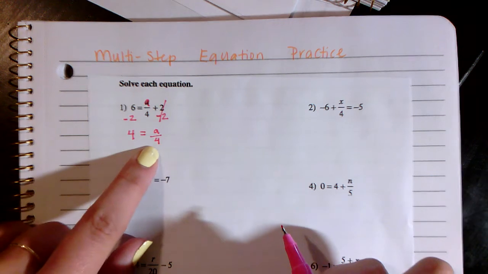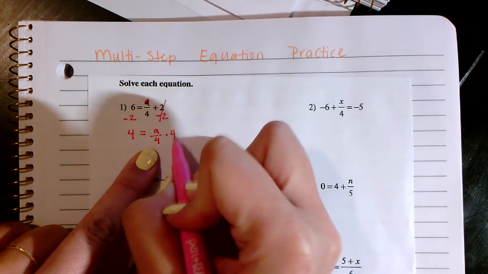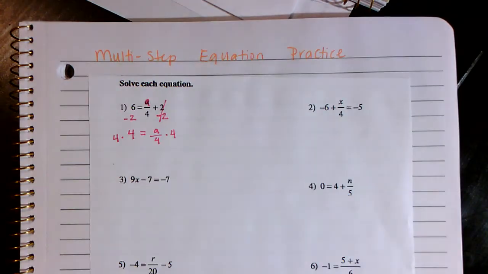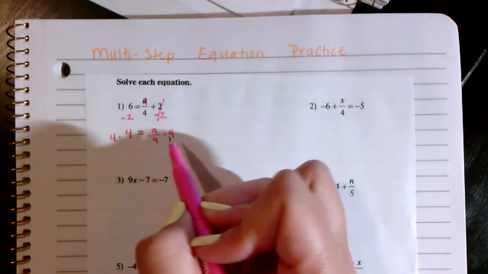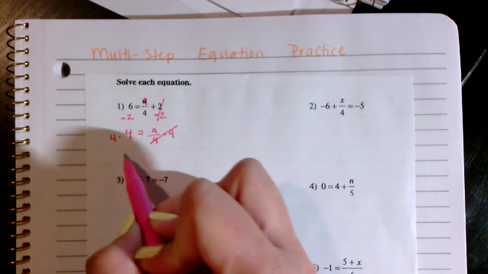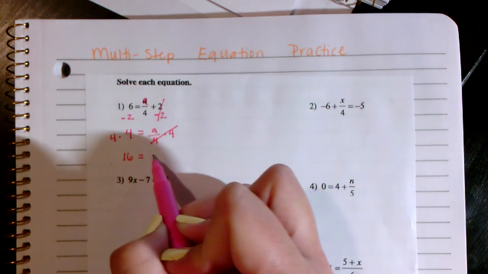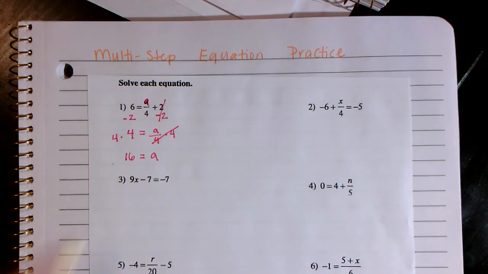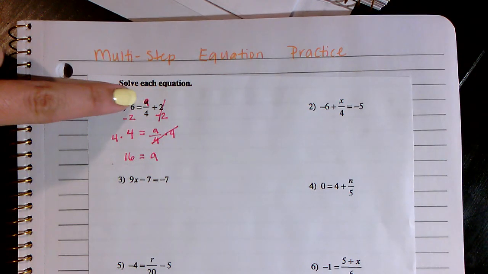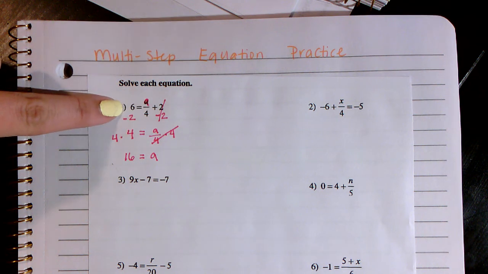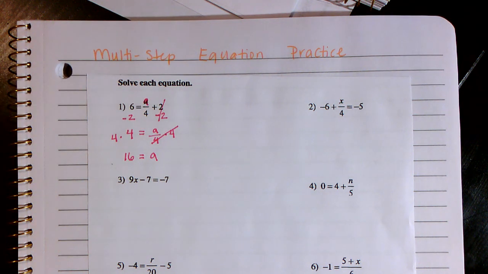To undo division, we have to do multiplication. And again, what you do to one side, you always do to the other. I'm sorry this keeps unfocusing. It's my hand. So that cancels that. 4 times 4 is 16. There. And you can plug that back in right here. What is 16 divided by 4? It's 4. And what is 4 plus 2? 6. Plug it back in and make sure that it works.